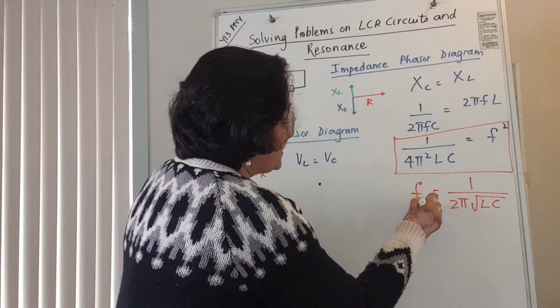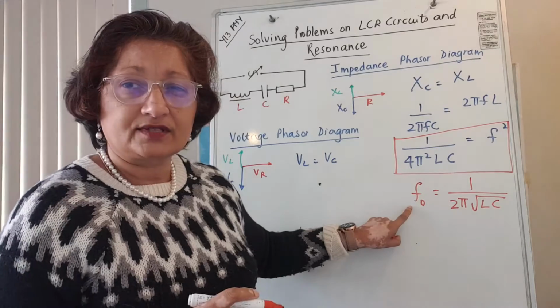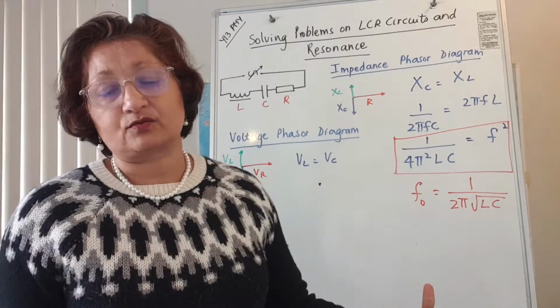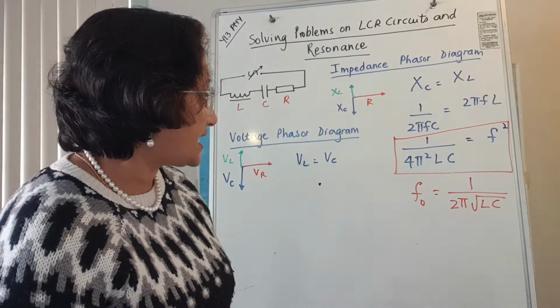So that's how you find resonant frequency, and resonant frequency usually has F0. It simply means what's the frequency at resonance. Okay, so that's all good.